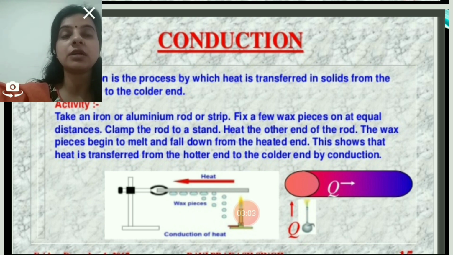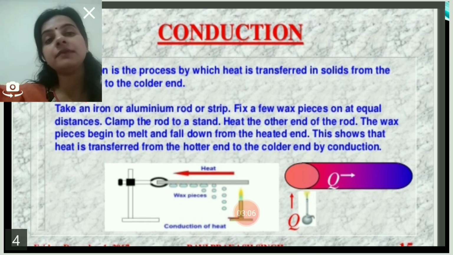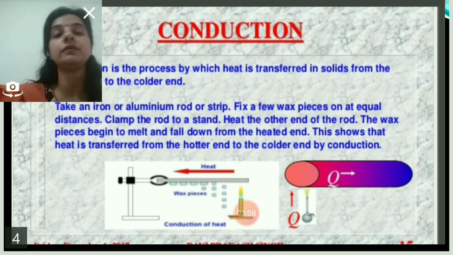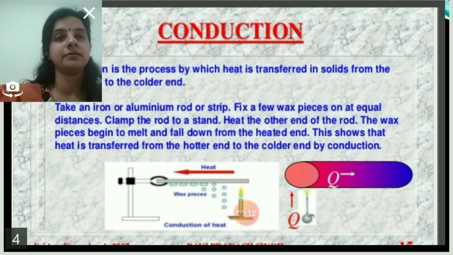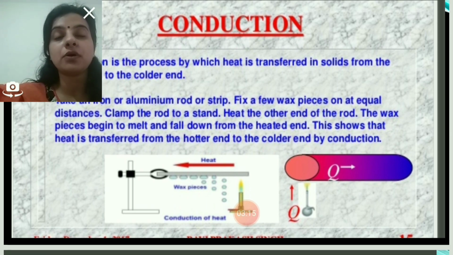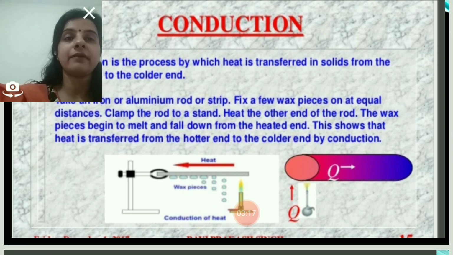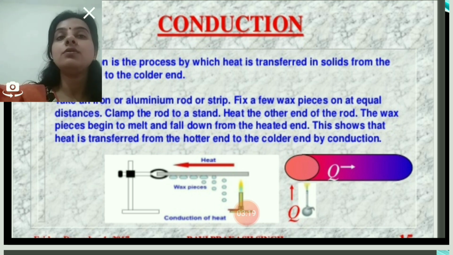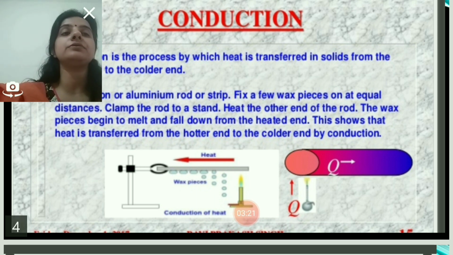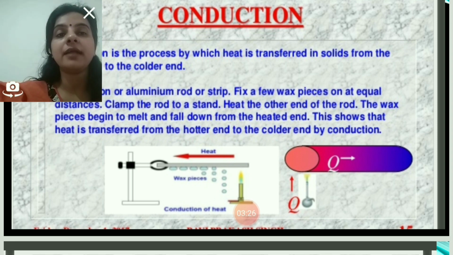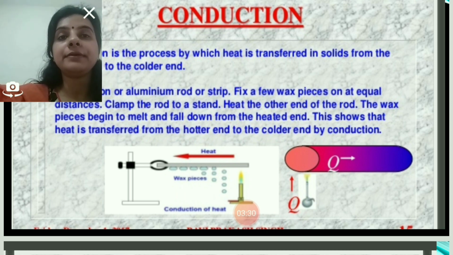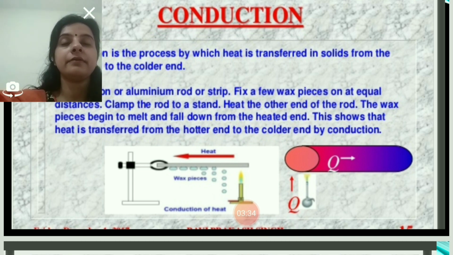The other molecule also starts vibrating. The second molecule gives its energy to the third one, the third gives to the fourth one, and this process continues till the last end of the rod gets heated. So this is the process of conduction, right? In conduction, no actual movement of the molecules or particles takes place. They just hand over their energy to the next one. It's similar to when you hand over your book in your classroom to another student.